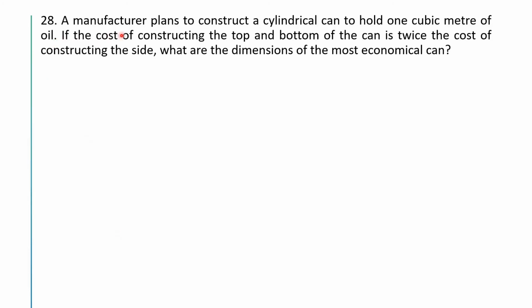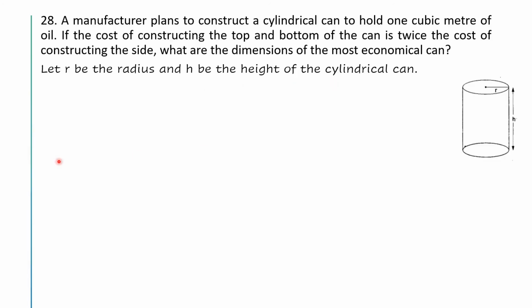A manufacturer plans to construct a cylindrical can to hold 1 cubic meter of oil. If the cost of constructing the top and bottom of the can is twice the cost of constructing the side, what are the dimensions of the most economical can? So a manufacturer is planning to construct a cylindrical can and the volume is 1 cubic meter. Additional information is the cost of constructing the top and bottom of the can is twice the cost of constructing the side. So we have to find the dimensions of the most economical can.